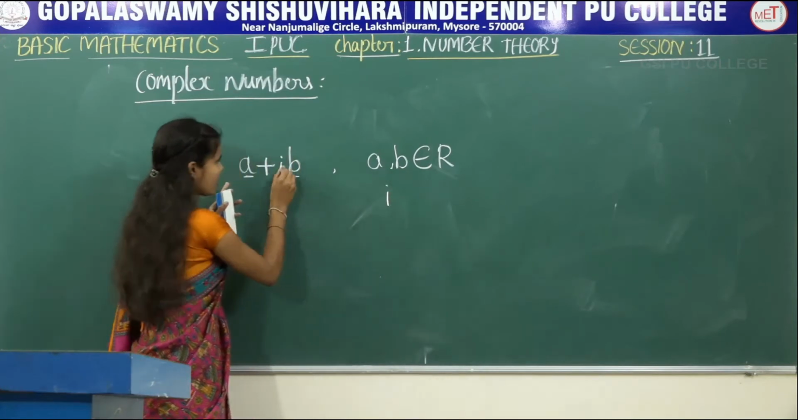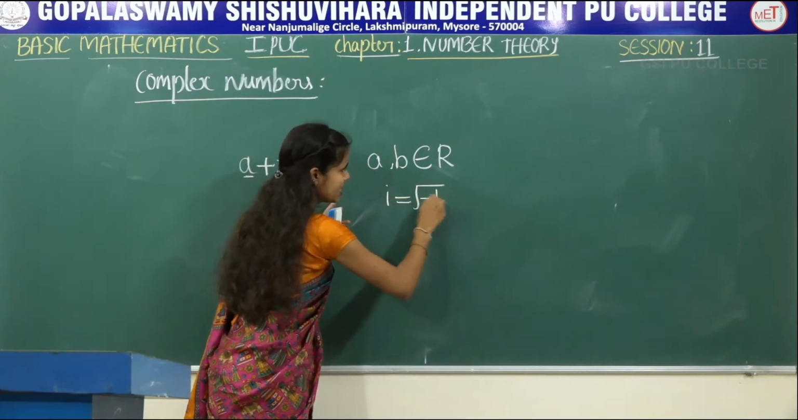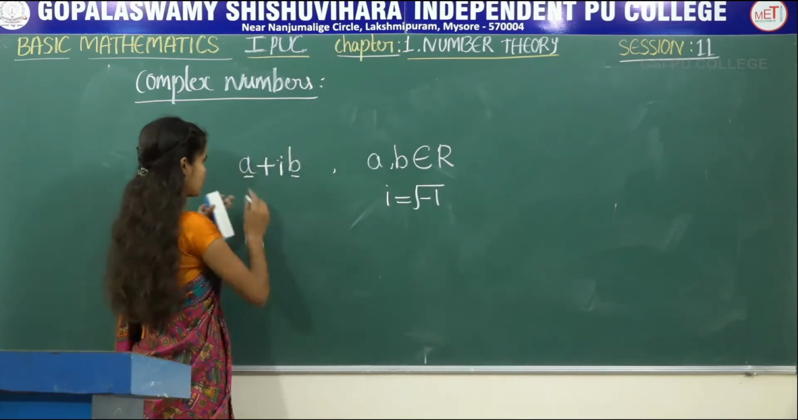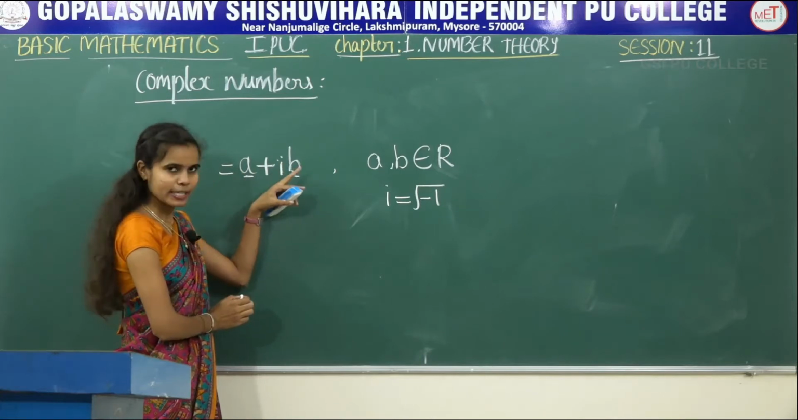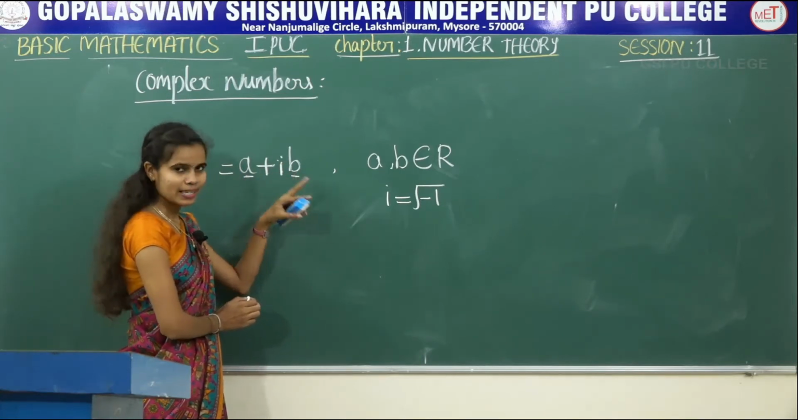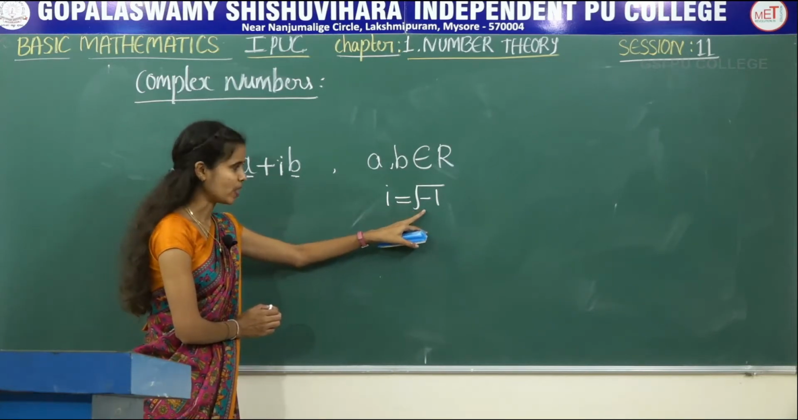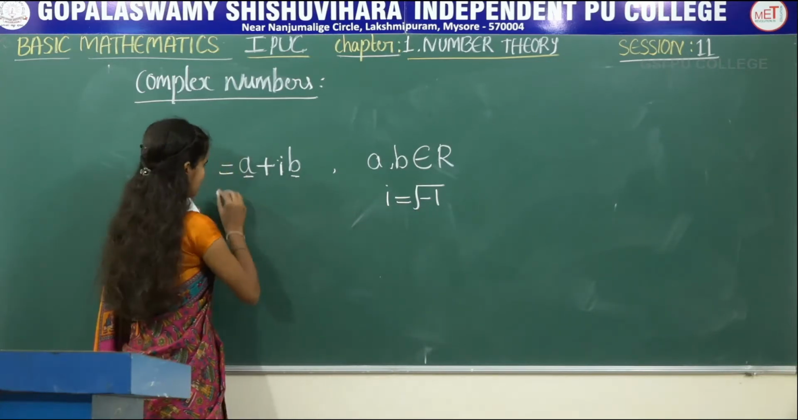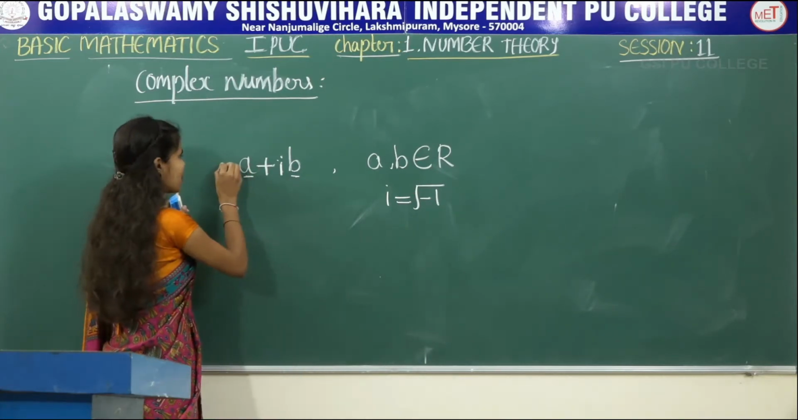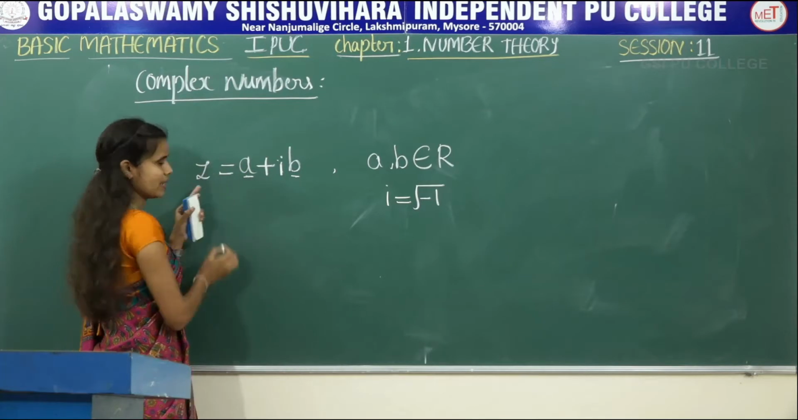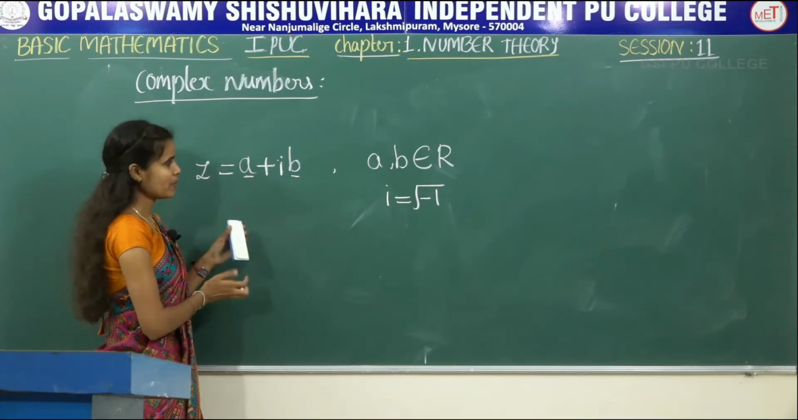Here a and b are real numbers. The value of i must be equal to the square root of minus 1. So a complex number must be in the form a + i·b, where a and b are real numbers and i = √-1. Our complex number system is denoted by capital C. A complex number is denoted by z.